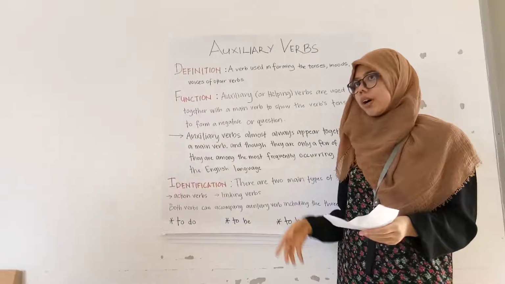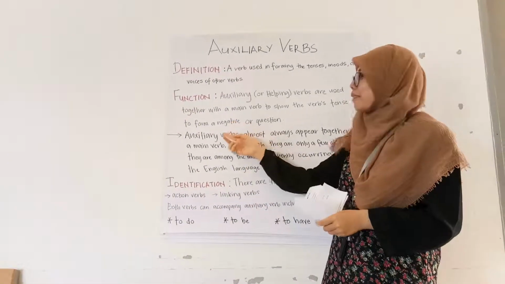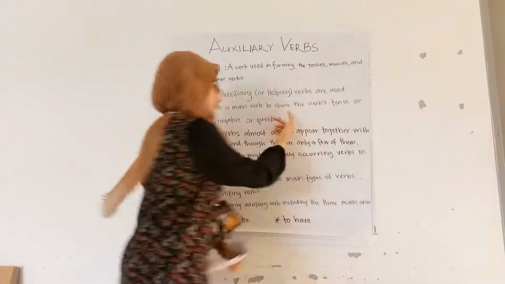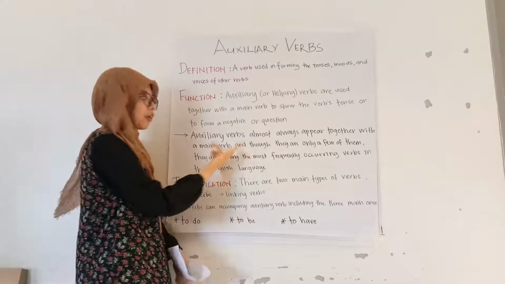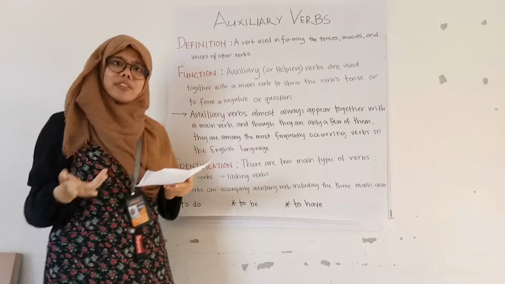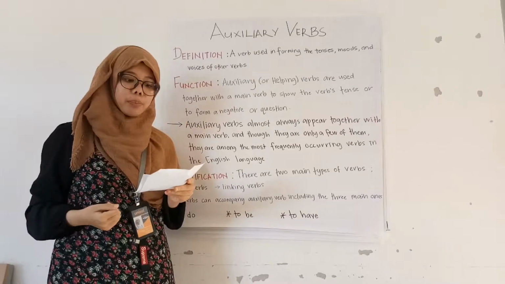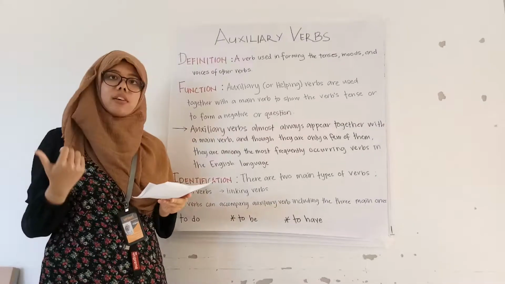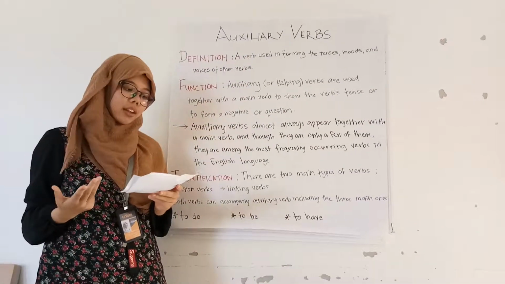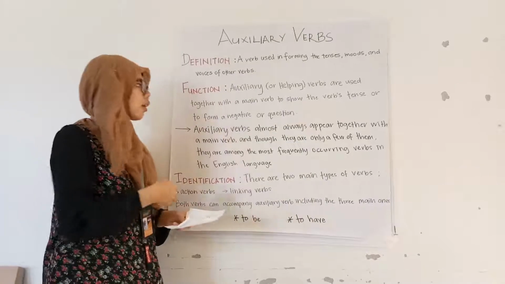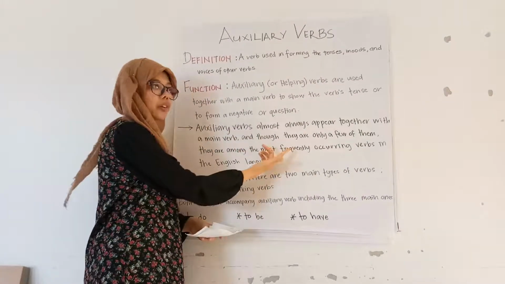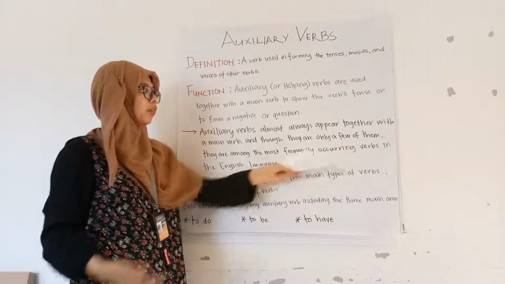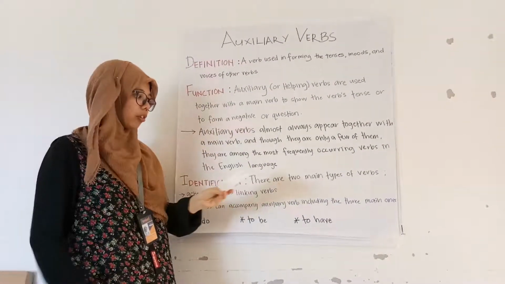So how do they do it? How is it applied? So, function. Auxiliary or helping verbs are used together with the main verb to show the verb tense or to form a negative or question. They add functional or grammatical meaning to the clauses in which they appear. They perform their function in several different ways, such as by expressing tense, grammatical aspect, modality, voice, and adding emphasis to the sentence. Actually, auxiliary verbs almost always appear together with the main verb, and though there are only a few of them, they are among the most frequently occurring verbs in the English language.